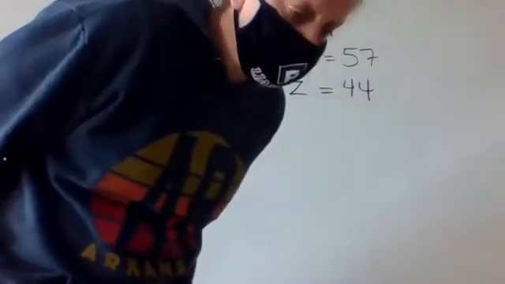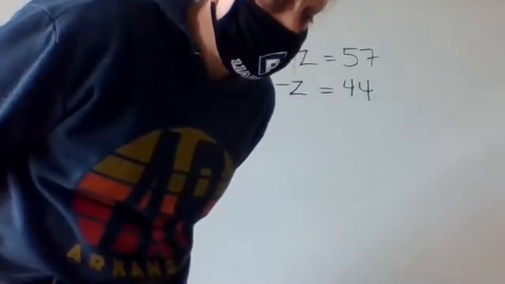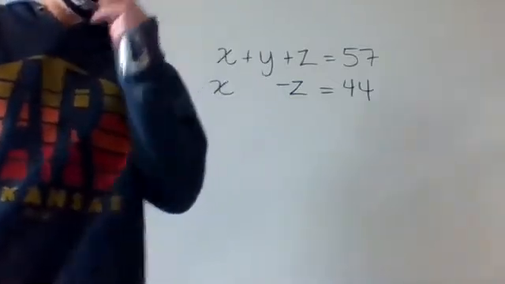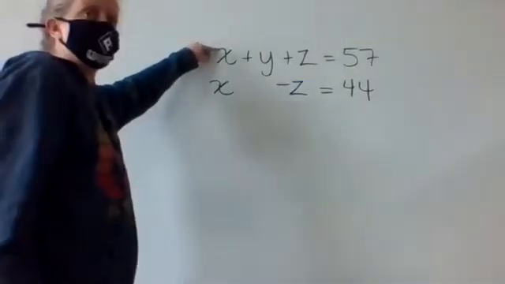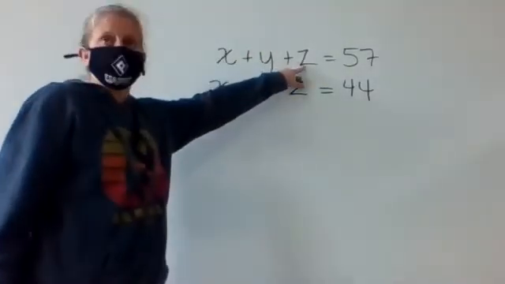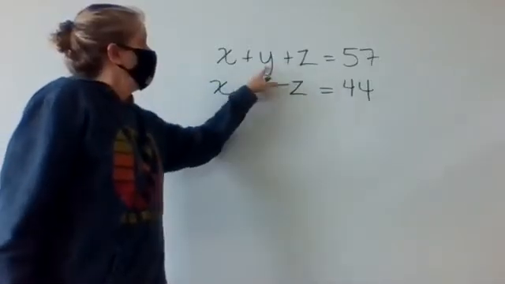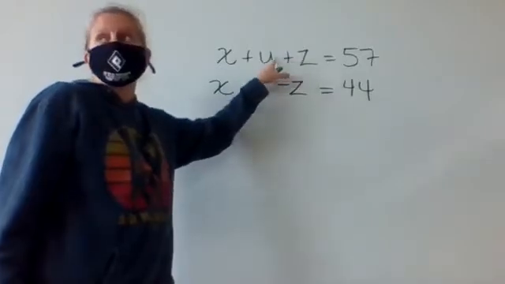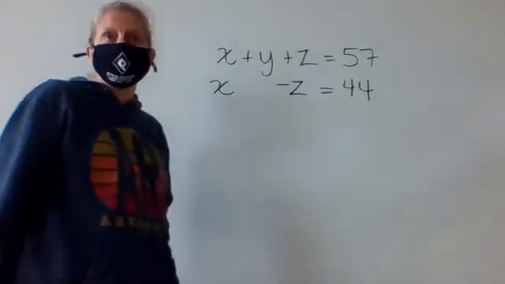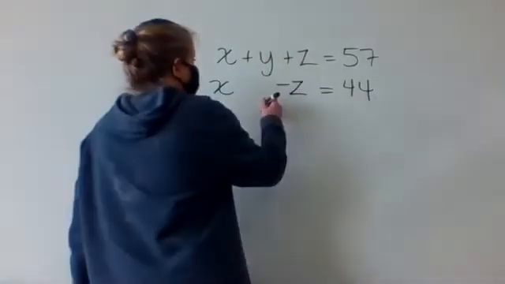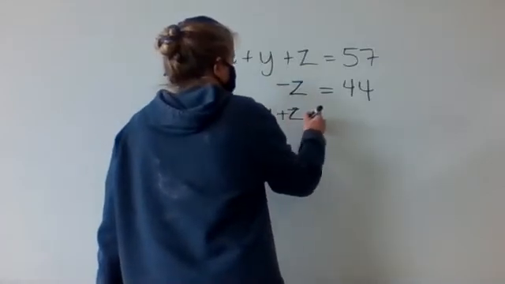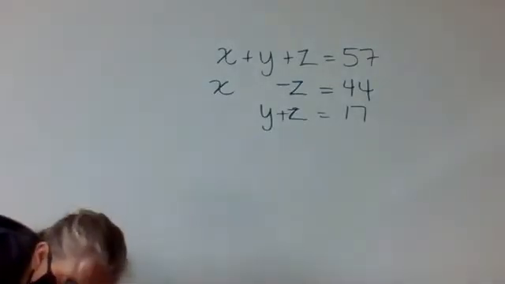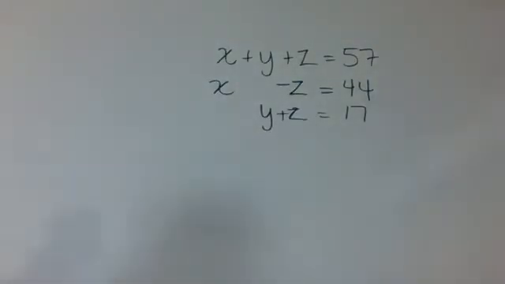Then the last sentence says the sum of the 2 smaller numbers is 17. Well, if this is the largest and this is the smallest, those are the 2 smallest numbers, right? Y and Z. And the sum of those numbers is 17. So I would write that as y plus z equals 17. And then it wants us to find those three numbers.